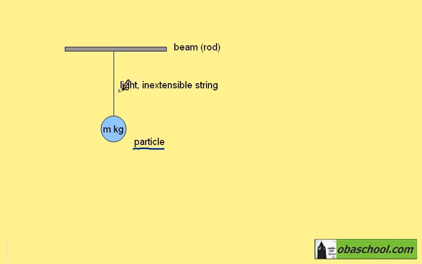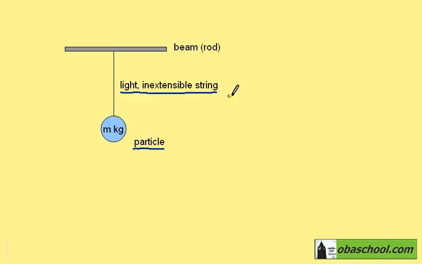Throughout the M1 course, our cable would be assumed to be a light, inextensible string. Light means the cable itself has no mass, and you can see if this was a thick steel cable that would be a poor assumption unless the mass of the particle was so large that we could ignore the mass of the cable.